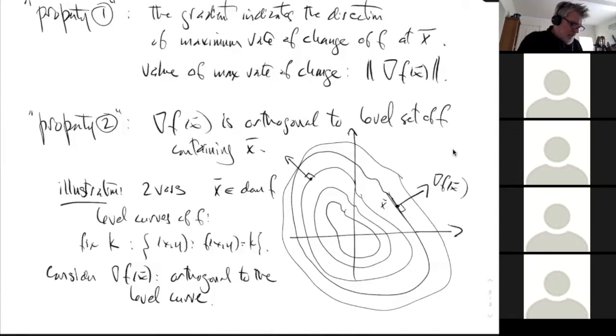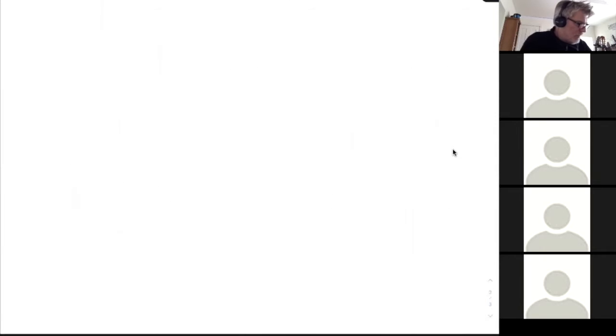All right. Let's take a look now at 3 variables. For 3 variables, I have a function f, and its domain now will be contained in R3. So I take some point x bar in the domain of f, which is, say, R3.